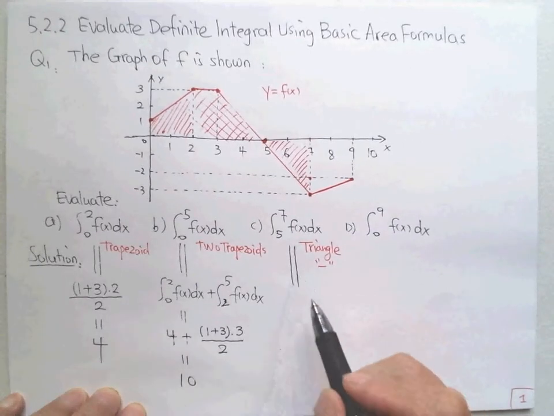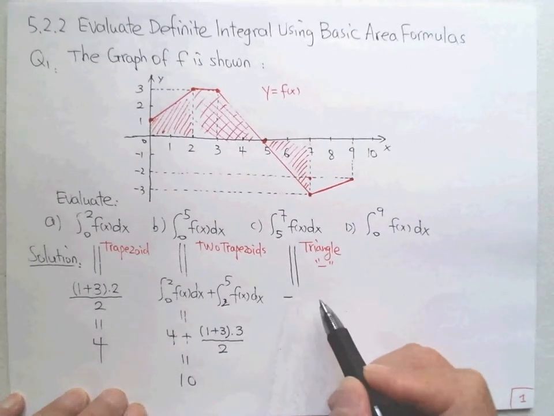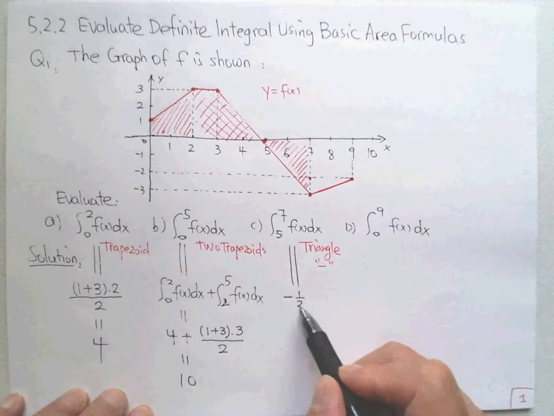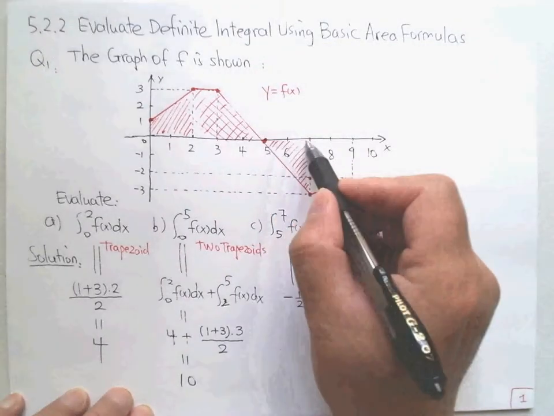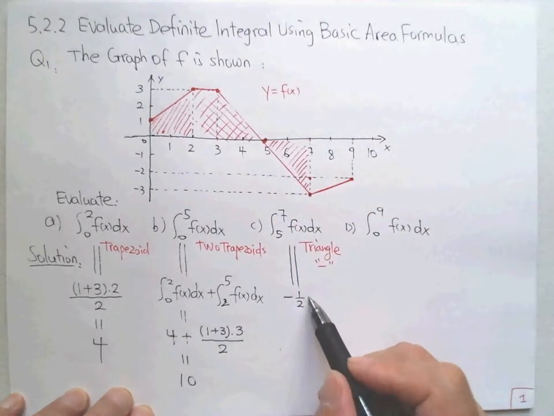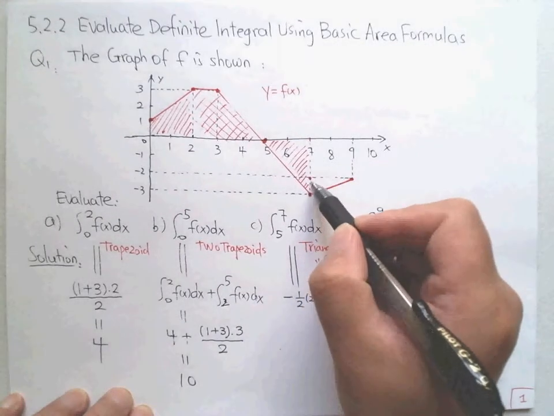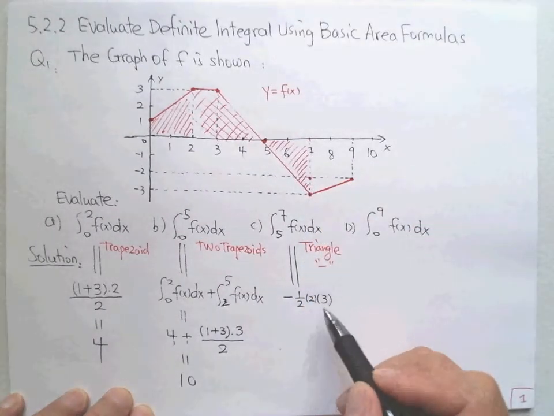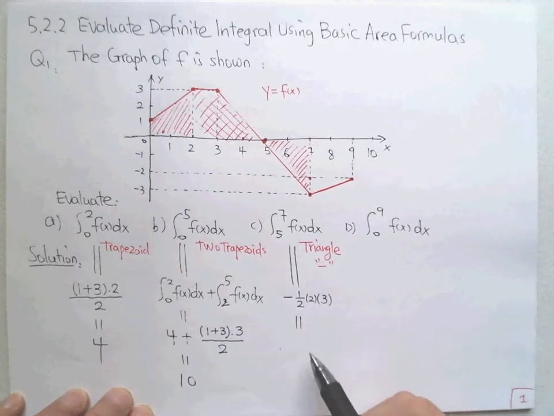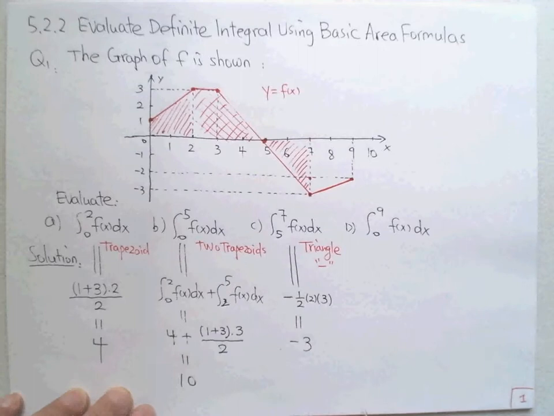So we do the calculation. It's always negative, 1/2 times the base, which is 2, times the height, which is 3. Then do the calculation, and you will get negative 3. Good. So keep in mind this is a negative integral.